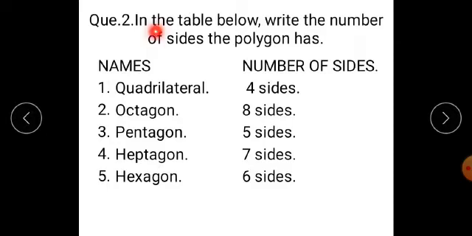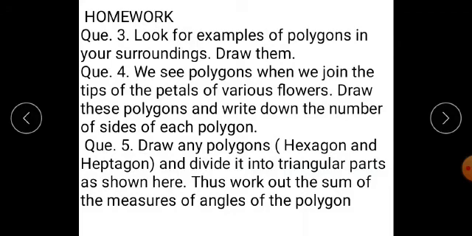Question number 2. In the table below, write the number of sides the polygon has. Names of the polygons are written here, and you are going to write the number of sides. I have done one for you. Quadrilateral, 4 sides. Octagon, 8 sides. Pentagon, 5 sides. Heptagon, 7 sides. Hexagon, 6 sides.